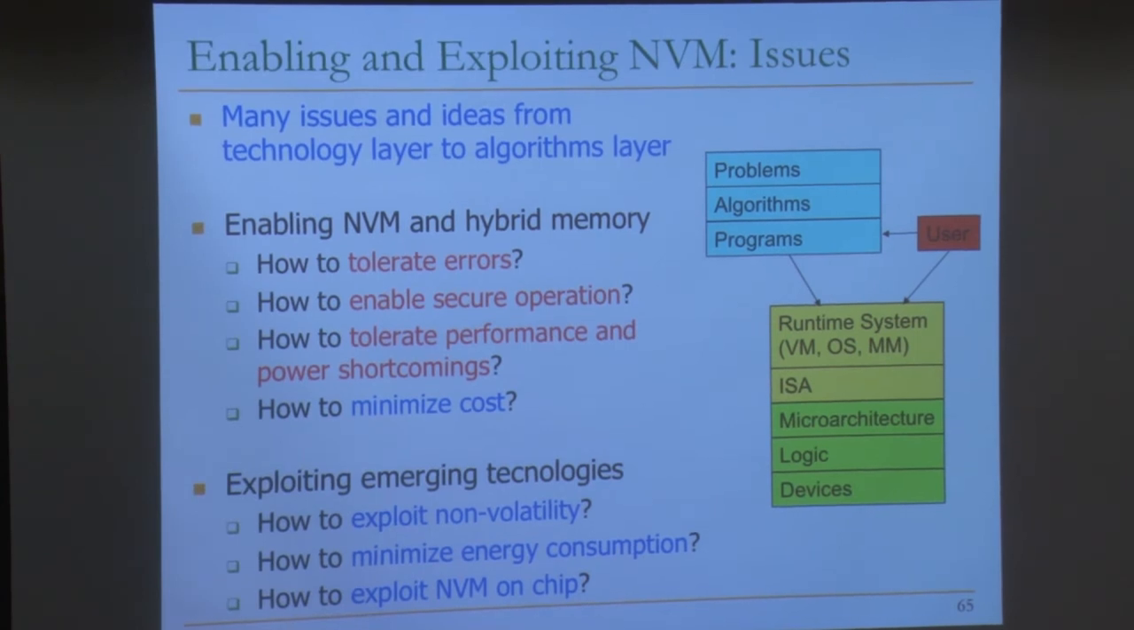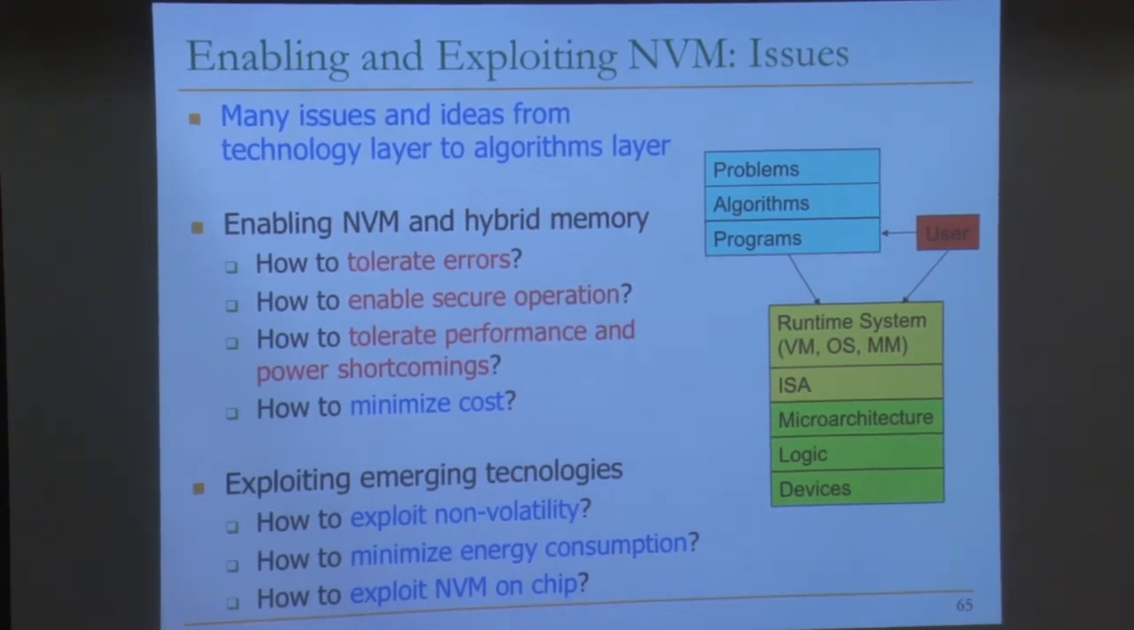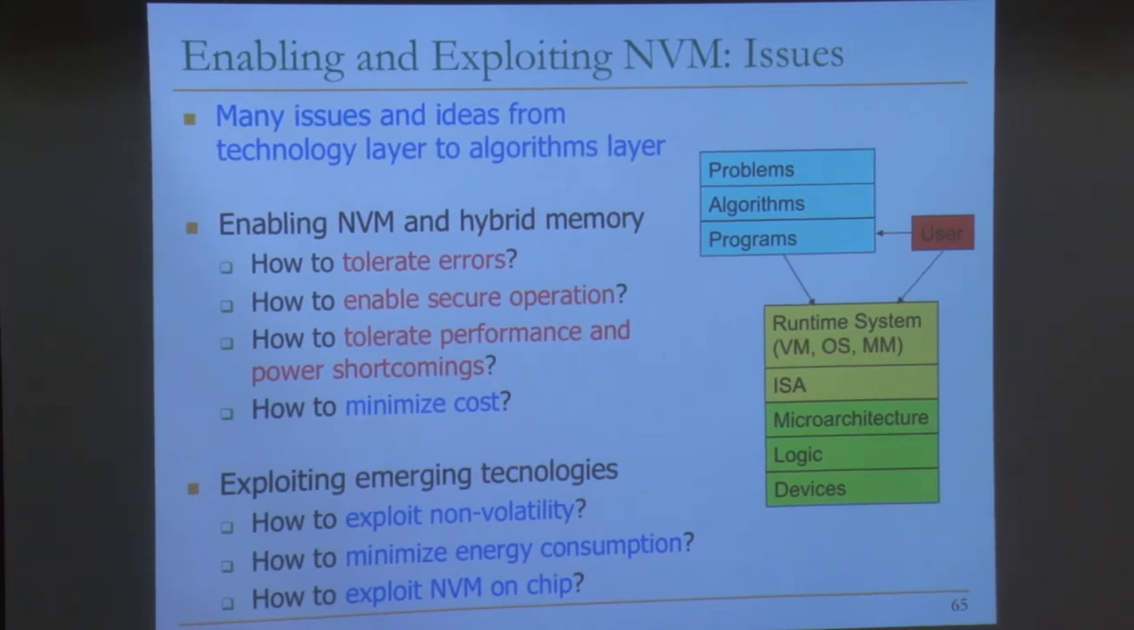For example, enabling NVM and hybrid memory technologies: how do we tolerate errors? Is this the programmer's job? Is this the operating system's job, the VM's job? That's a good question. How do we enable secure operation of these devices? How do we prevent an attacker from just wearing out the device that you're using and causing it to be inoperable? How do we tolerate performance and power shortcomings? We started to look at some works that use different types of caching to target those. And how do we minimize cost?